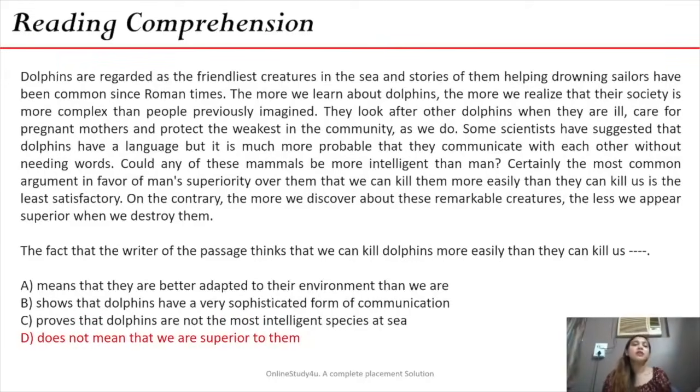That the fact that the writer of the passage thinks that we can kill dolphins more easily than they can kill us does not mean that we are superior to them. And this was exactly taken from the last line of the passage. So there was no rocket science attached to this.